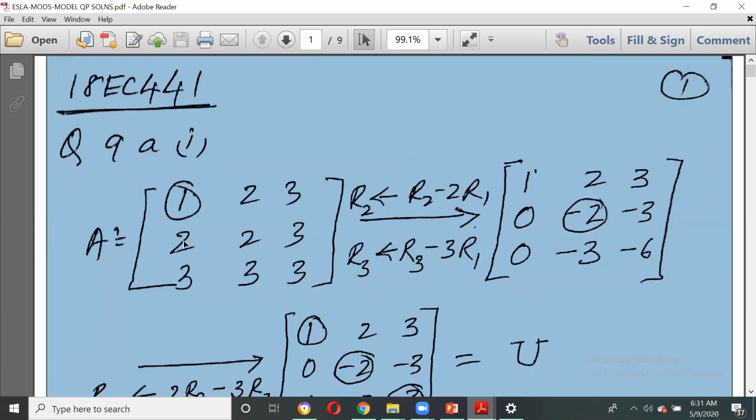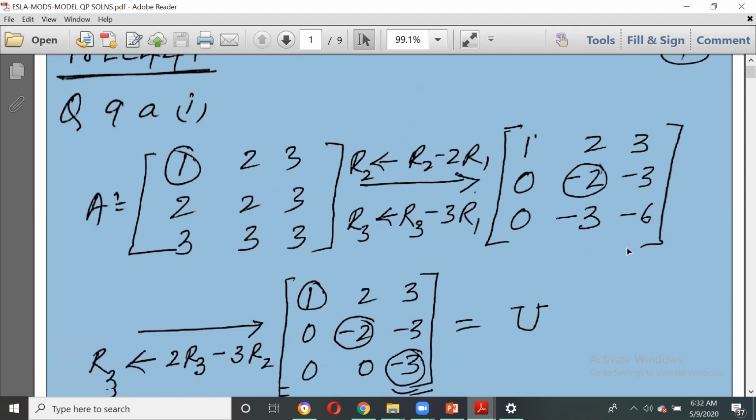So 2 minus 2 into 1 will be 0, that goes here. 2 into 2 minus 2 into 2, that is minus 2 goes here. 3 minus 2 into 3, that is minus 3 goes over here. Similarly, this should be made 0. For that, we write R3 minus 3R1. So 3 minus 3 into 1 will be 0. 3 minus 3 into 2, that will be minus 3. 3 minus 3 into 3, that will be minus 6.